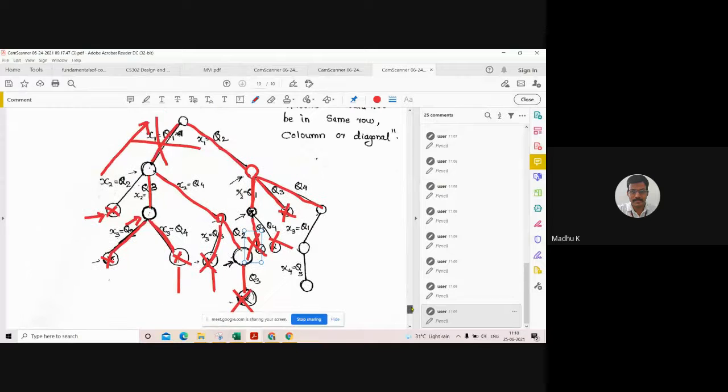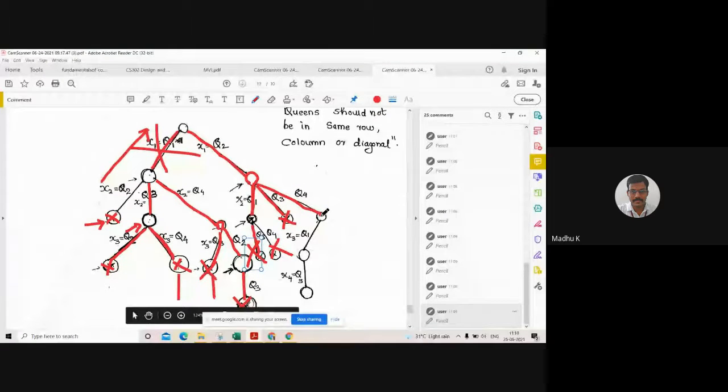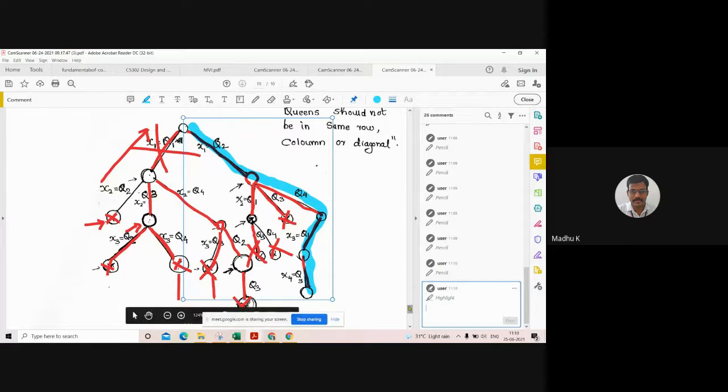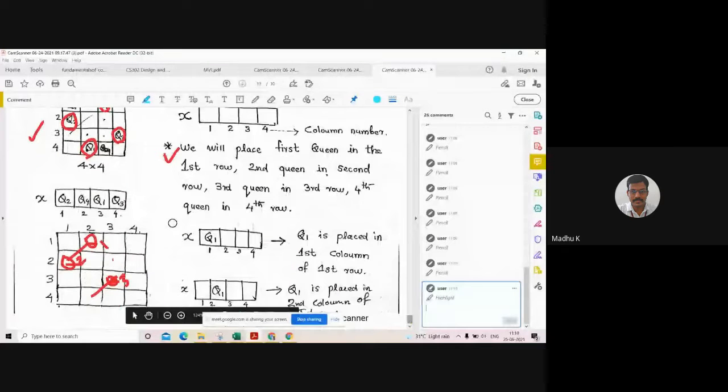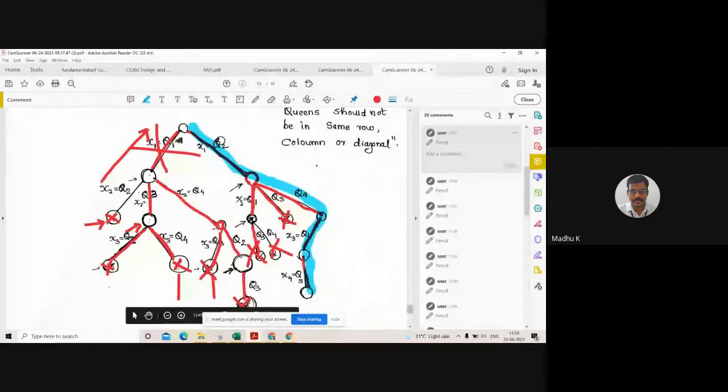Then I will try Q4 here. Then I will place this, then this. So this is the only solution path. If I place in this way, I can clearly place all. So this is the order: Q2, Q4, Q1, Q3 in these positions. If I place in this way, I can fill all in such a way that they will not attack each other. And this is the solution path.